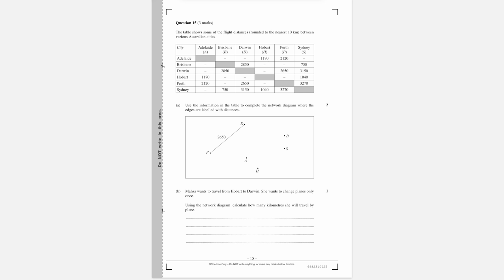Adelaide to Hobart is going to be 1170. Perth to Adelaide is 2120. Let's cross them out when we put them on the diagram. Brisbane to Darwin is going to be 2850. Sydney to Brisbane is 750.